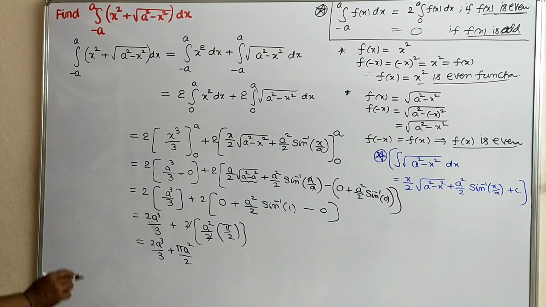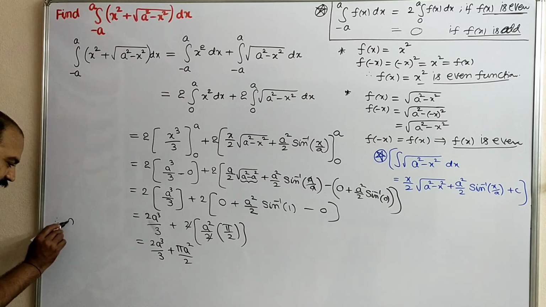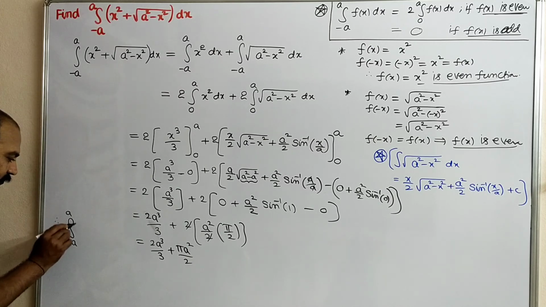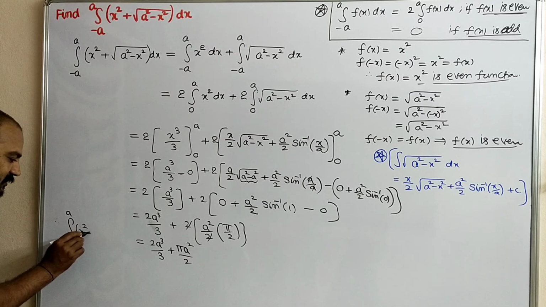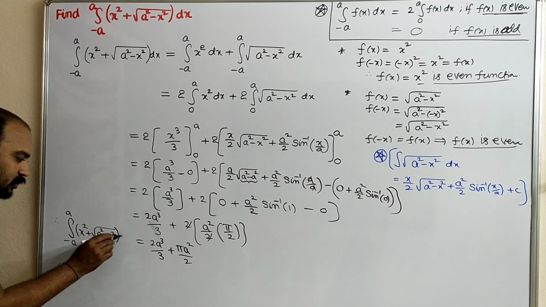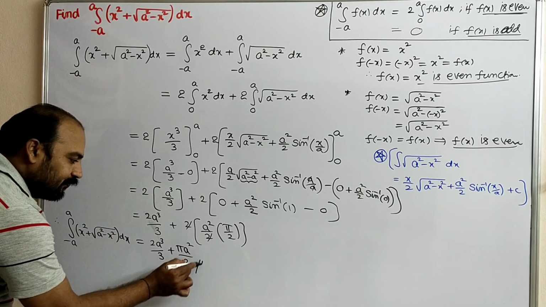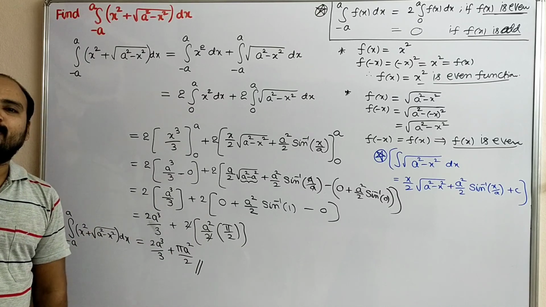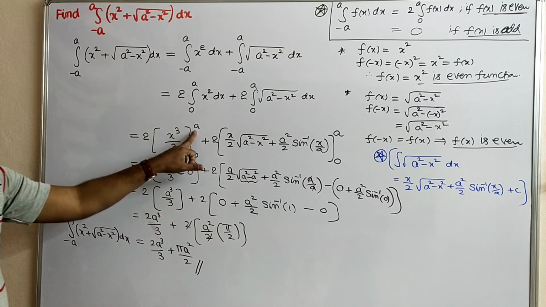Therefore, conclusion step. Integral from minus a to a of x square plus square root of a square minus x square dx is equal to 2a cube by 3 plus pi a square by 2. Here is the small change.